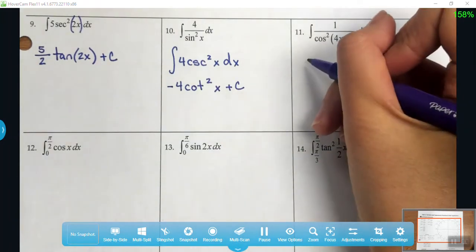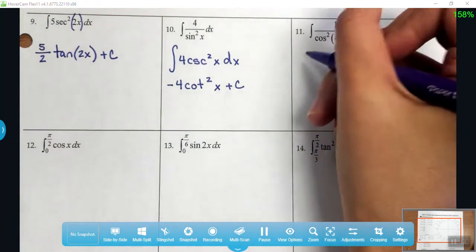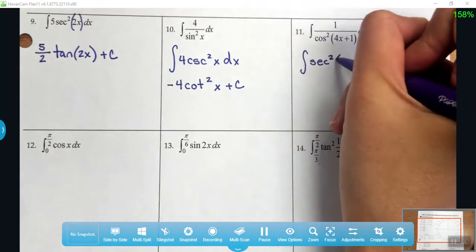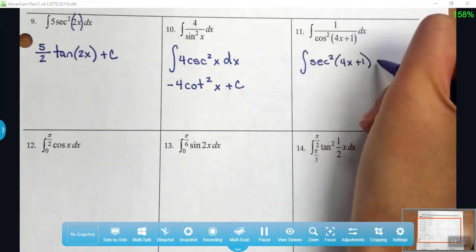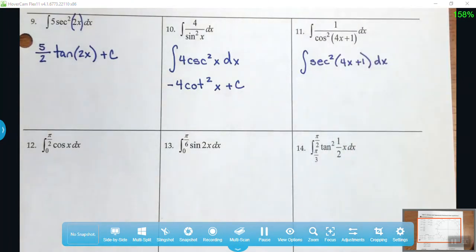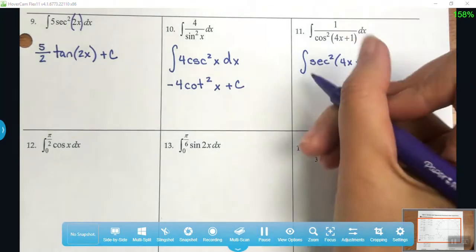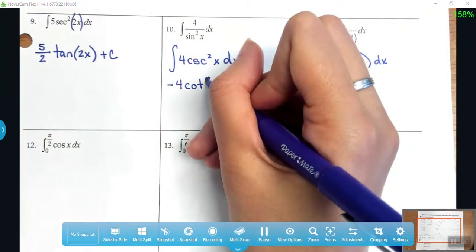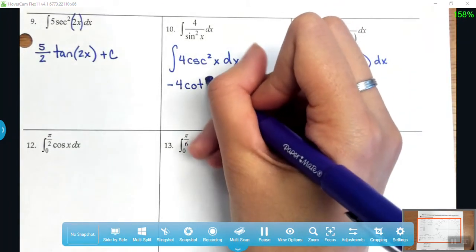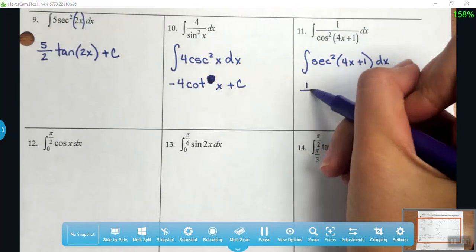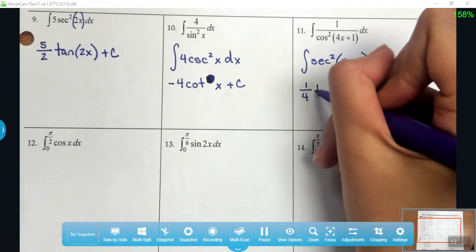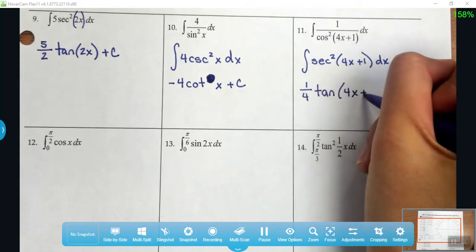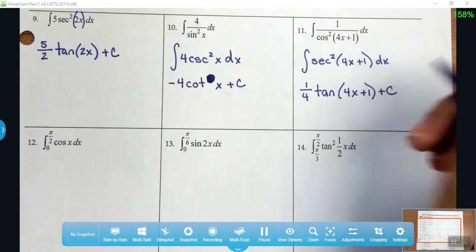Okay. And 11 can I rewrite as well? Yeah. So this would be the integral of secant squared 4x plus 1 dx. So, or would it be cotangent squared? No, go forward. Oh, not squared, sorry. Thank you. Just tangent: 1/4 tangent of 4x plus 1 plus c.